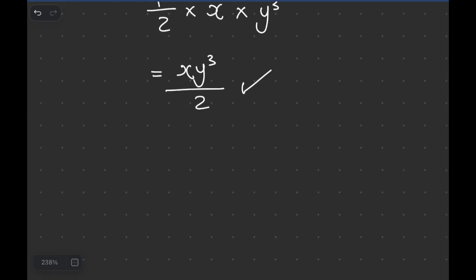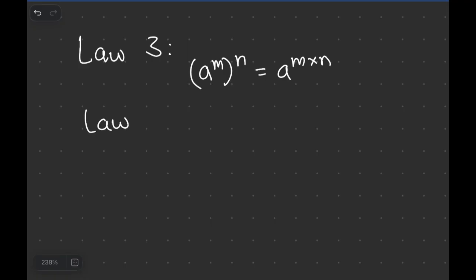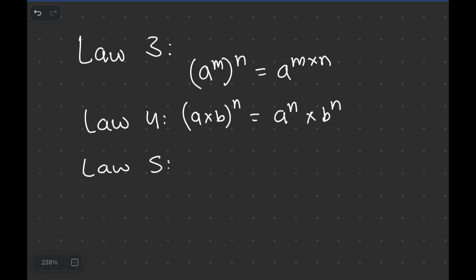Let's move on to Law 3. In the beginning, I said there were 5 laws, but Law 4 and 5 are essentially involved with Law 3. They're subsets of Law 3, basically. So Law 3 states a to the m in brackets, with an exponent n on the outside, is equal to a to the m times n. Law 4 states that a times b to the n is equal to a to the n times b to the n. And Law 5 states that a over b to the m is equal to a to the m over b to the m.